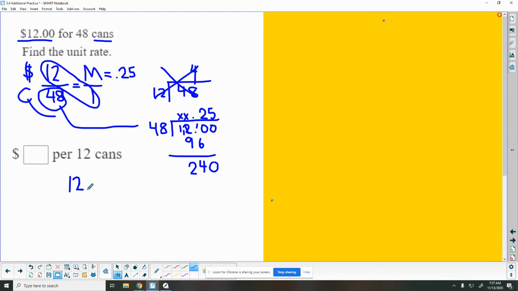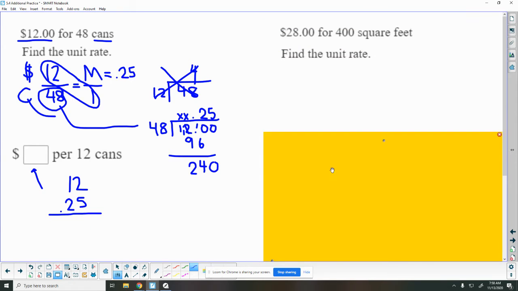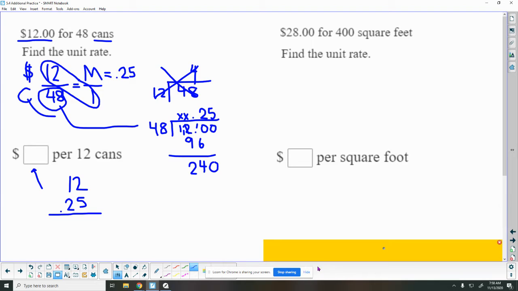Now I want to know how much 12 cans cost. So I would do 12 times 25 cents, and that would tell me how much money that is. So let's look at one more from our homework yesterday, and then we're going to set up our problems for today's assignment. So I'm comparing money to square feet, and I need to find the unit rate.